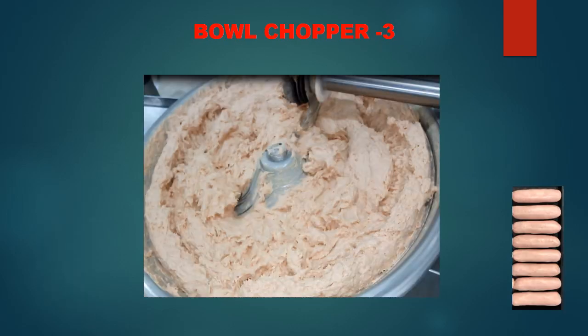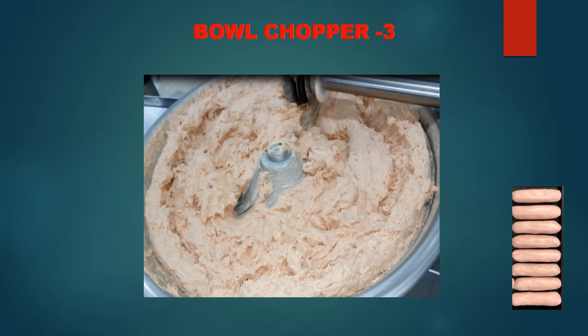Here we can see the final mix after the fat is mixed with the ground meat, and it makes a kind of emulsion which will become more white in color. After this we can add other spices and condiments and run for one more phase to get the final batter. And that batter is used for making different kinds of meat products.